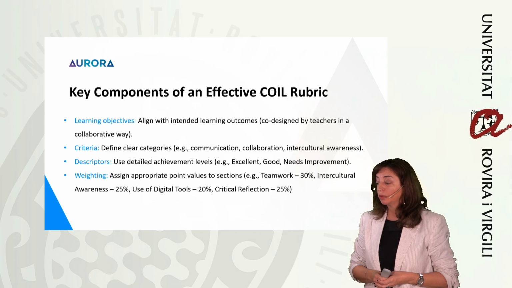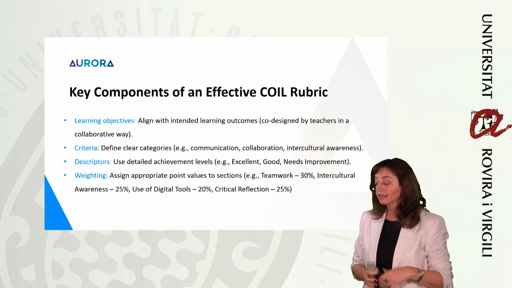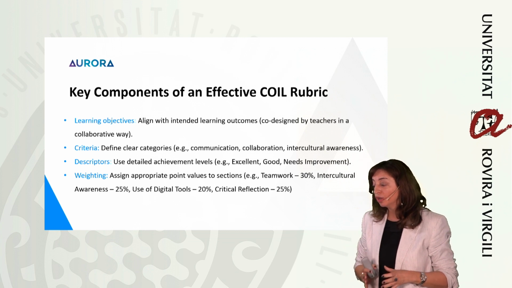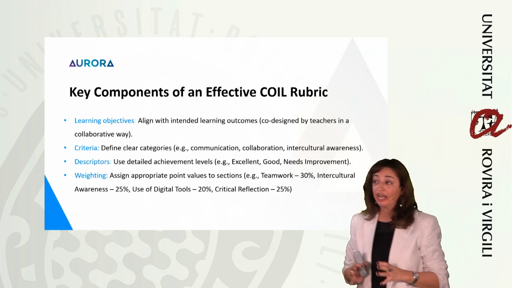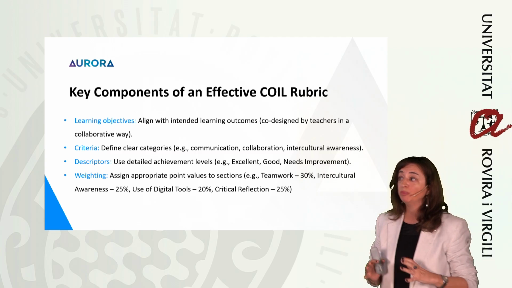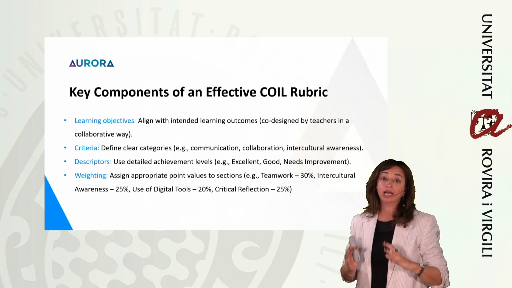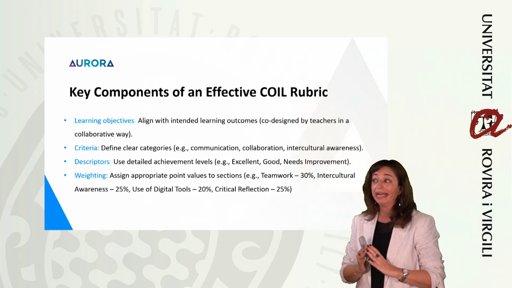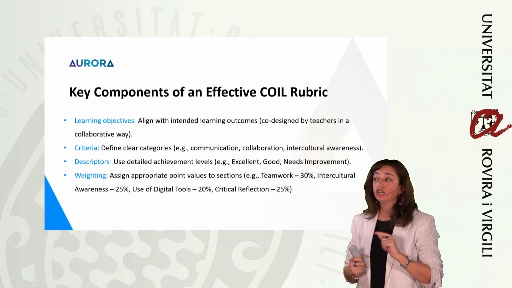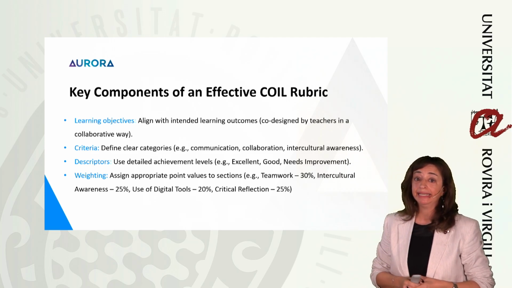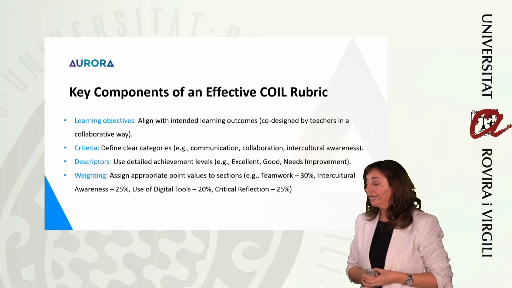Now let's have a quick look at key components of an effective COIL rubric. First of all, we need to consider the learning objectives. Yes, they need to be properly aligned with the COIL module objectives, and ideally, they need to be co-designed by the teachers involved in the COIL module.